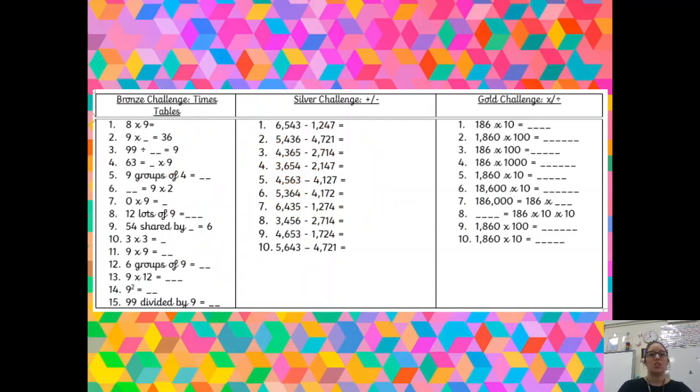Okay, excellent job. So if you have written arithmetic and underlined it, draw your 3 columns like you would if you were in school. Okay, bronze, silver and gold. You want numbers 1 to 15 in your bronze, 1 to 10 in silver and gold.